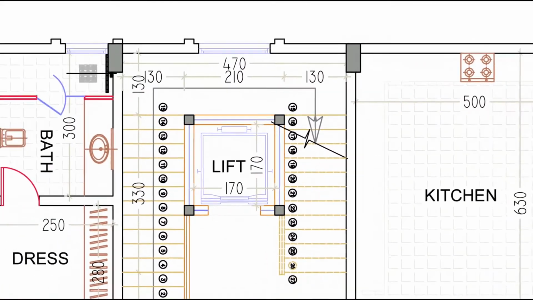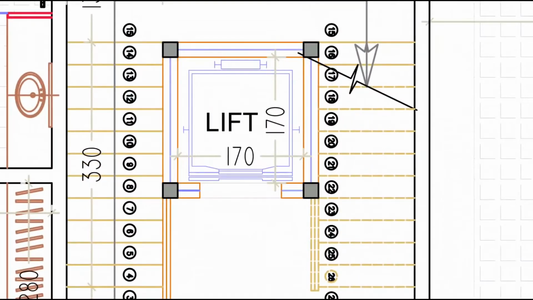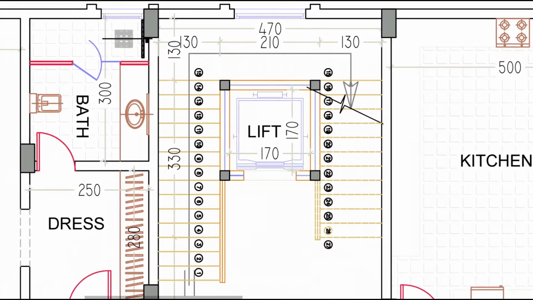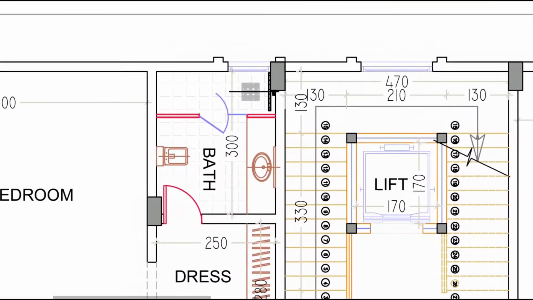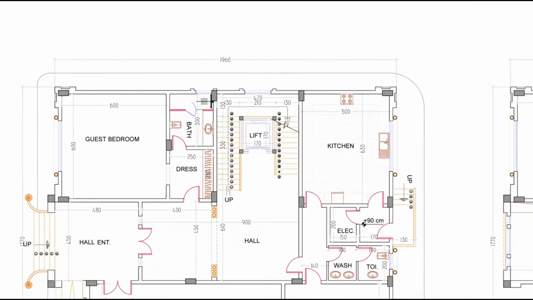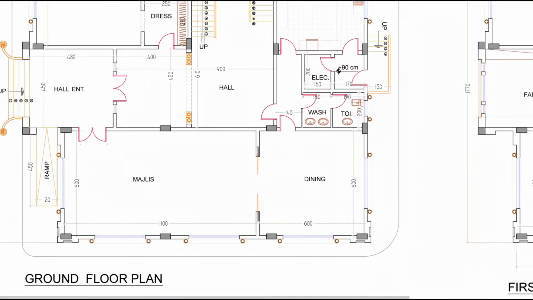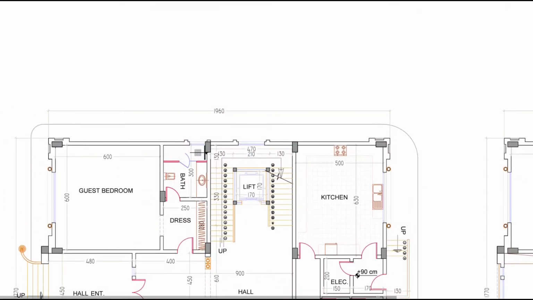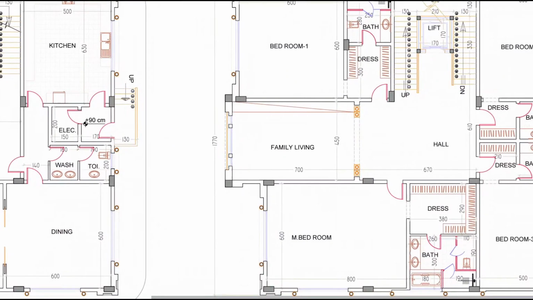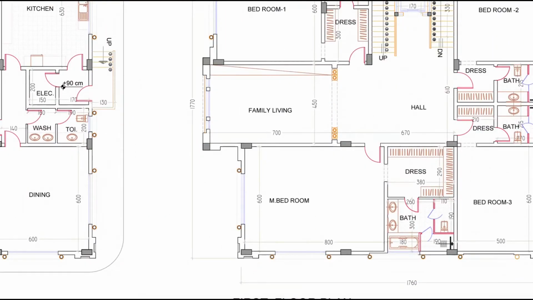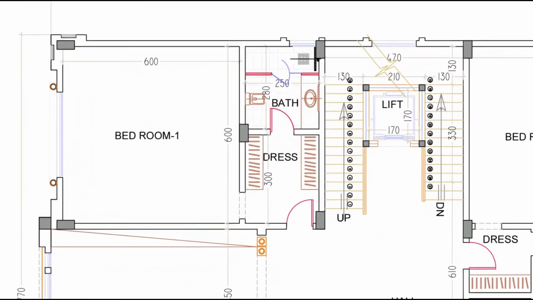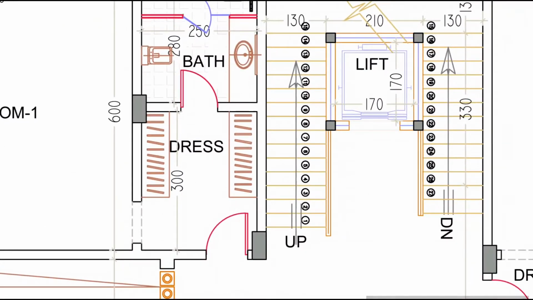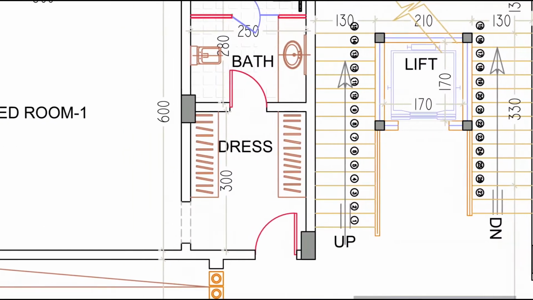Okay, so this is our wonderful stair and lift for reaching first floor. So this is the ground floor plan, completely functional and very wide space. Total size 17.7 meter by 19.6 meter. We will see here our first floor. We are reaching first floor here. This is our lift. We can access through stair.